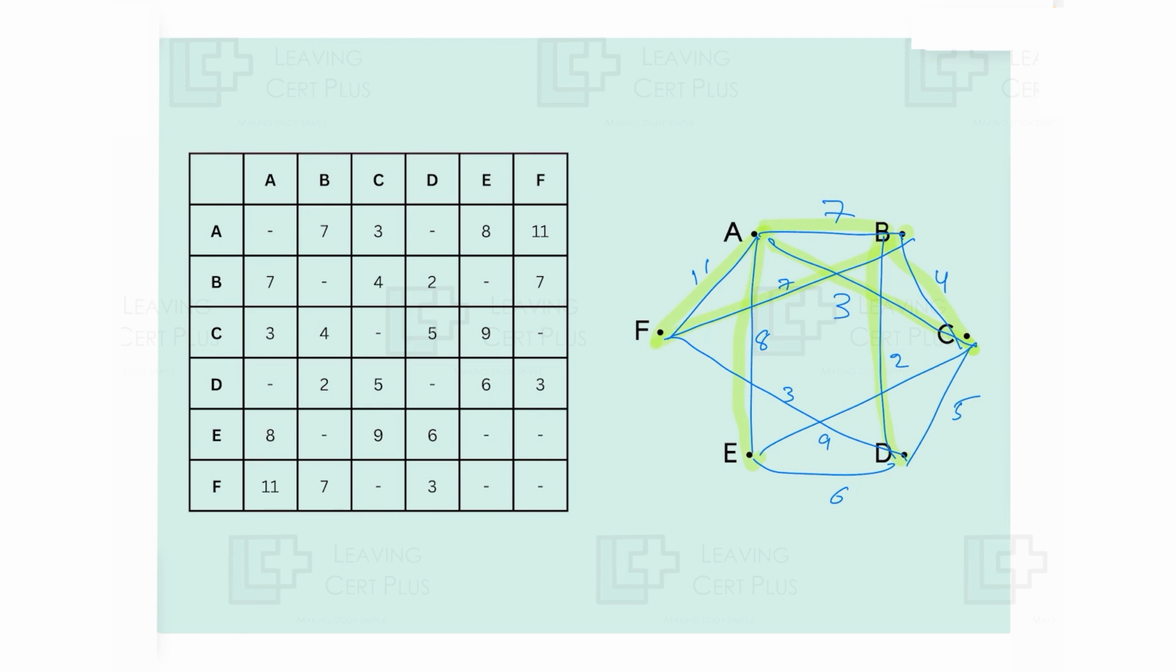C to A is done. C to B is done. C to D is 5. C to E is 9. D, the only one we're missing here, we've got our 6. And then our 3 going to F. E, we've got all our connections done. F, we've got all our connections done. They're not connected to each other. And that's my graph associated with this distance matrix.